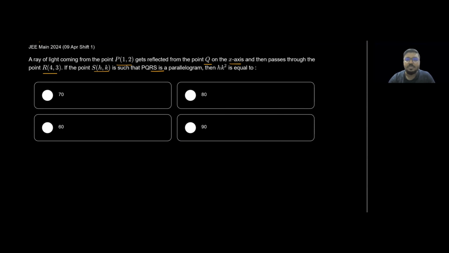Here we have an x-axis and the point P (1, 2), from which a ray of light is coming. After reflecting from the point Q, which lies on the x-axis, so definitely it will be of the form (p, 0), it passes through the point R, which is (4, 3). They say PQRS completes a parallelogram, with S being (H, K). Then we have to find H and K.